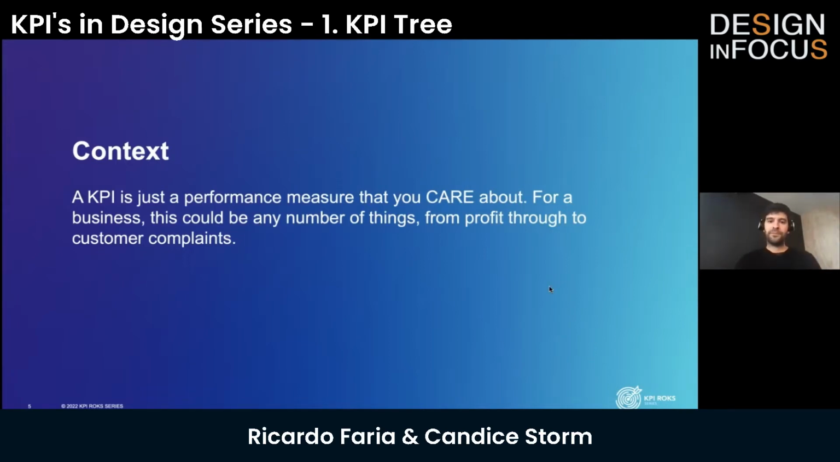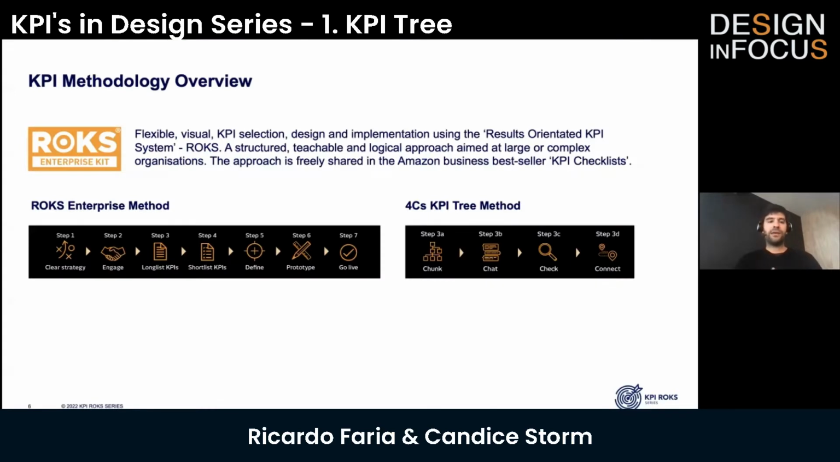So next one will be the methods. Okay, overview. We have ROCs Enterprise and we have ROCs for small, medium companies. Enterprise generally is more flexible. We use these ROCs, results-oriented KPI system, with 7 steps. As you can see here, you have step 1, 2, 3, 4, 5, 6, and 7. But the journey doesn't finish here. What we're gonna speak about today is step 3 and 4, which is long list and short list. And for that, we're gonna use that tree, which uses the 4 C's, as you can see here: check, chat, check, and connect.